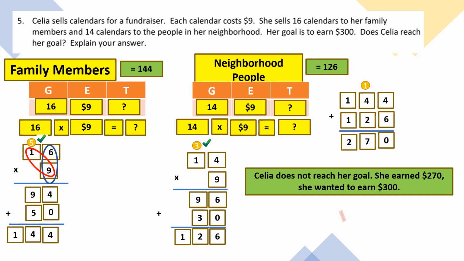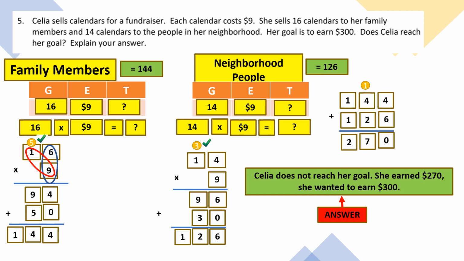And now we add our hundreds place. 1 plus 1 is 2. So that means that Celia earned a total of $270, but her goal was to earn $300.